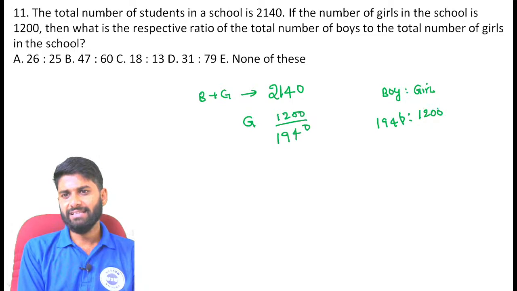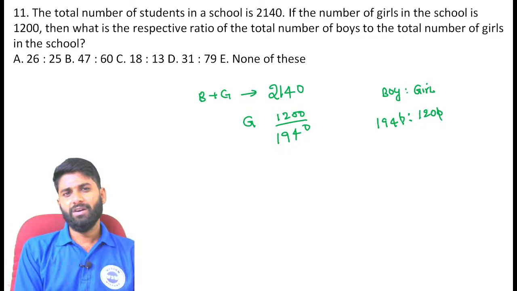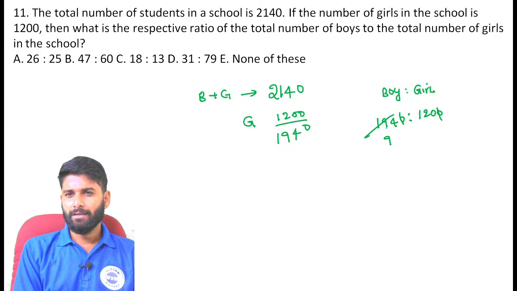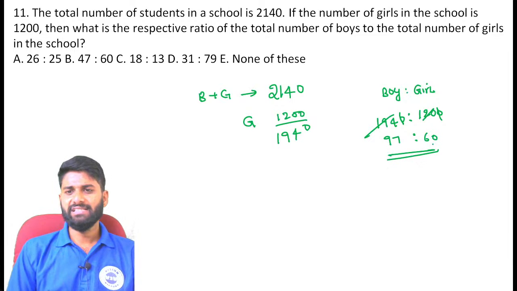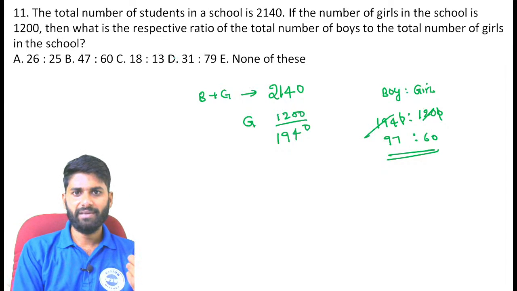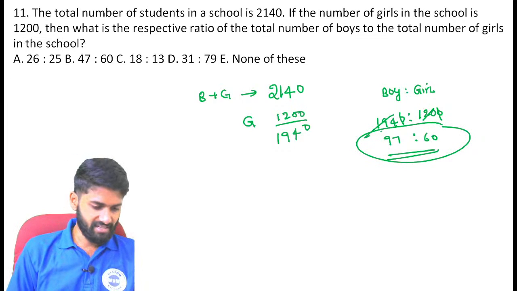First of all, cancel 0 and 0. Just cancel 0 and 0. Now just cancel in the two table. 2 9s are 18. 2 9s are 18. Then 97, and 2 becomes 60 times. Guys, see, 97 is a prime number. If it is a prime number, there is no cancellation. The answer becomes exactly 97 is to 60. 97 is to 60 is the perfect answer, guys.